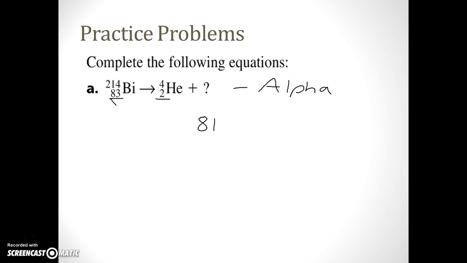Now you do the same thing for your mass. We have 214 at the top on the left side. On the right side, we have a 4. So we have to figure out what we're going to add to 4 to reach 214. Hopefully you can figure that out. It is 210. Now we need our symbol. For our element, we look at the periodic table, we find atomic number 81, and we see that it is symbol Tl. Its name is thallium. So bismuth 214 is undergoing an alpha decay, so it releases its alpha particle, and it turns into thallium 210. So we were able to figure all that out just by looking at the equation.